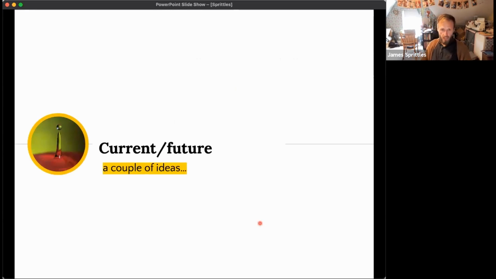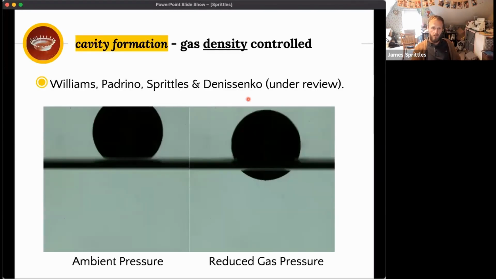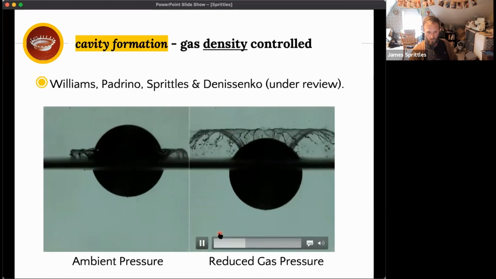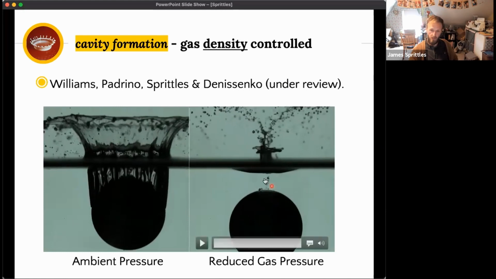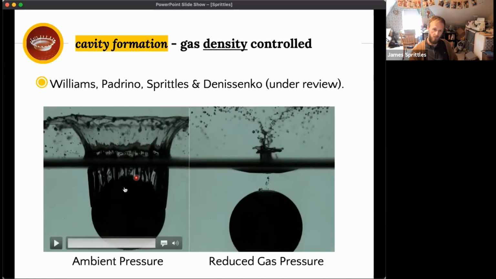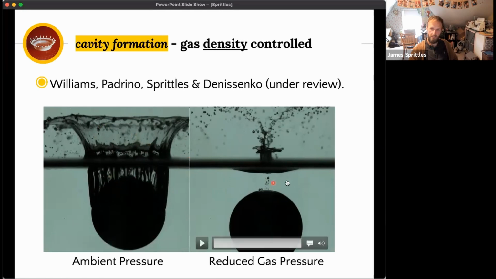Okay, so I think I'm on time. I just want to mention a couple of current or future directions. Firstly, we're doing some experiments in Warwick looking at the impact of solid spheres at reduced pressure on tanks of liquid. What you see here is two impacts, one at reduced ambient pressure, and you see very different dynamics. Notably, you see a cavity forming here and being suppressed at reduced pressures.